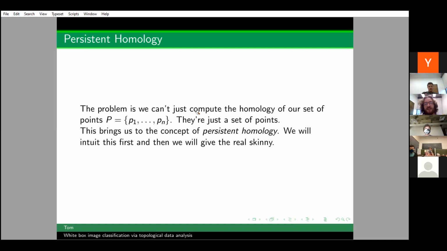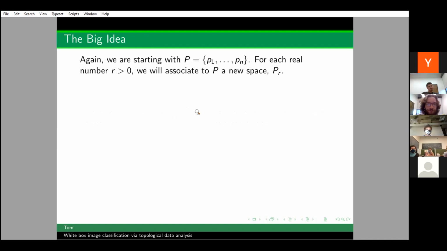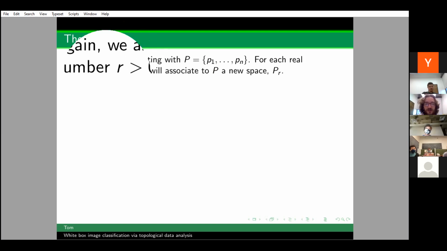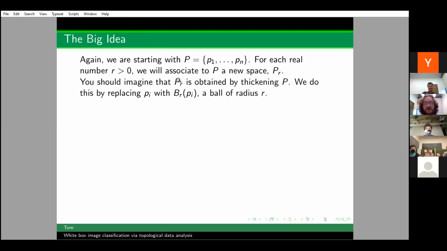So instead, what we do is we have this idea of persistent homology, which in some sense is going to use that discrete set of points P_1 through P_n as a starting point for an approximation to this space. And then we're going to grow further and further approximations to the space over time. So the idea is we're starting with these seed points P_1 through P_n. And you should think of this number R as a time parameter. For each time, we're going to associate a new space P_R. I guess I should have used T, but whatever. And what you should imagine intuitively is that P_R is obtained by thickening P by a radius of R. So precisely what I'm trying to get across is you're starting with P_i, and you're replacing that with a ball of radius R around P_i.